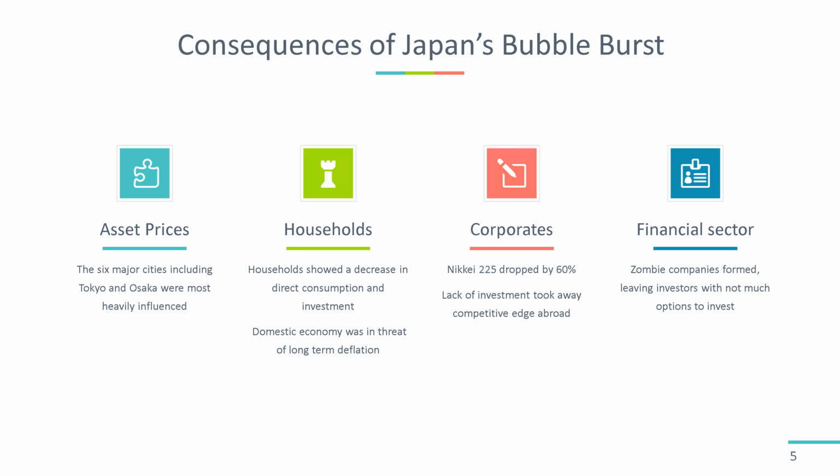The impact on households is also quite significant. As a result of the bubble burst, households have shown a decrease in direct consumption and investment within Japan, putting the domestic economy under threat of long-term deflation. In fact, as a result of the burst, the real income of households suffered a sharp dip, hurting consumer confidence.